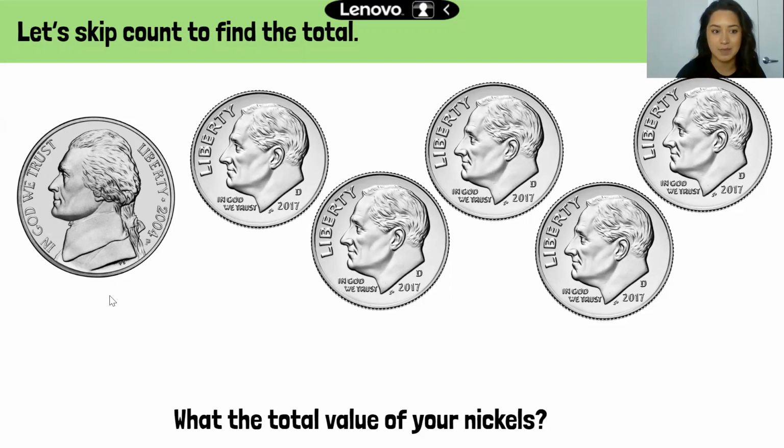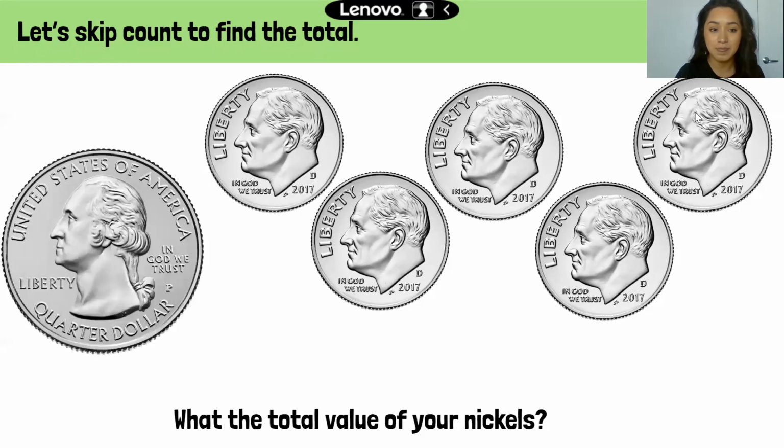Let's go again without stopping. We have 5, 15, good because of the 10, 25, 35, 45, 55. We have 55 cents. All right, let's try another one. What coins do you see on this screen? Ooh, you might see a quarter, you might see some dimes.